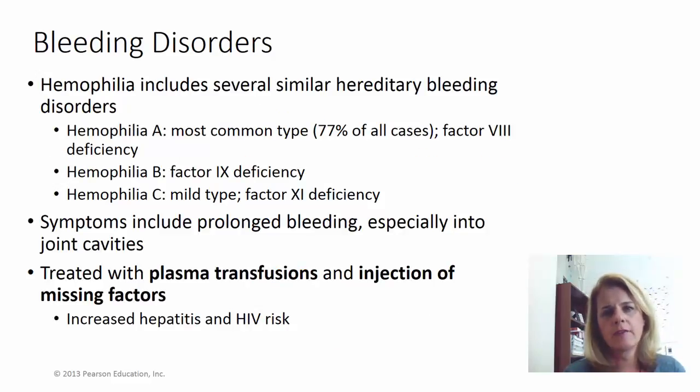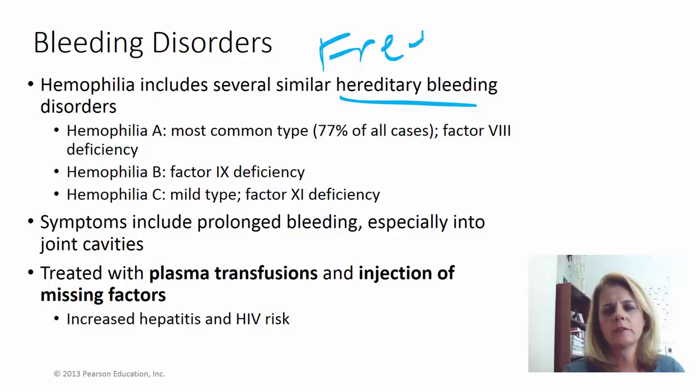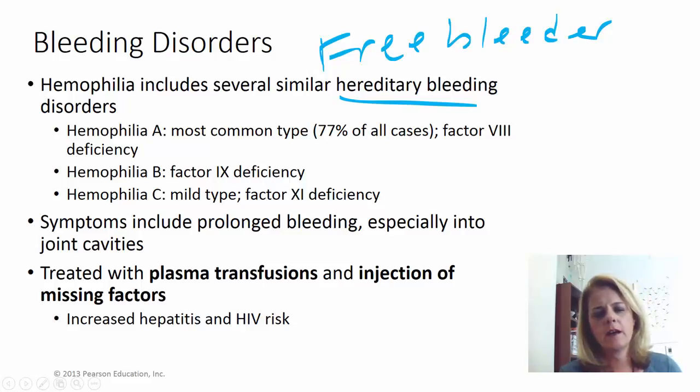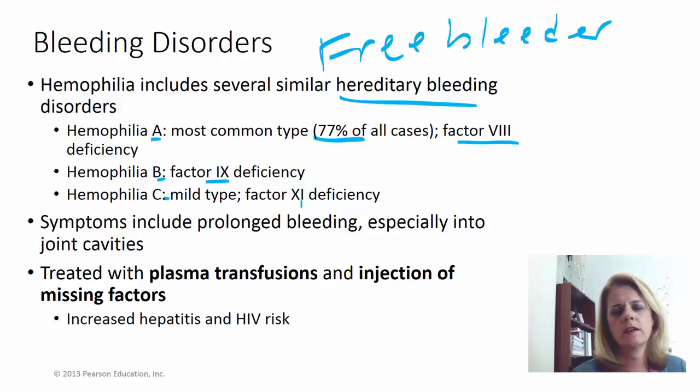Hemophilia is a common one that people have heard of. It's hereditary, and we call those people free bleeders. You may have heard of someone being a free bleeder with hemophilia. There are different types of hemophilia, A, B, and C, and each one of them is missing a certain one of those clotting factors. The most common one is hemophilia A. About 77% of hemophiliacs have this form, and they're missing factor 8. But there's also hemophilia B, which is missing factor 9, and then C, factor 11.